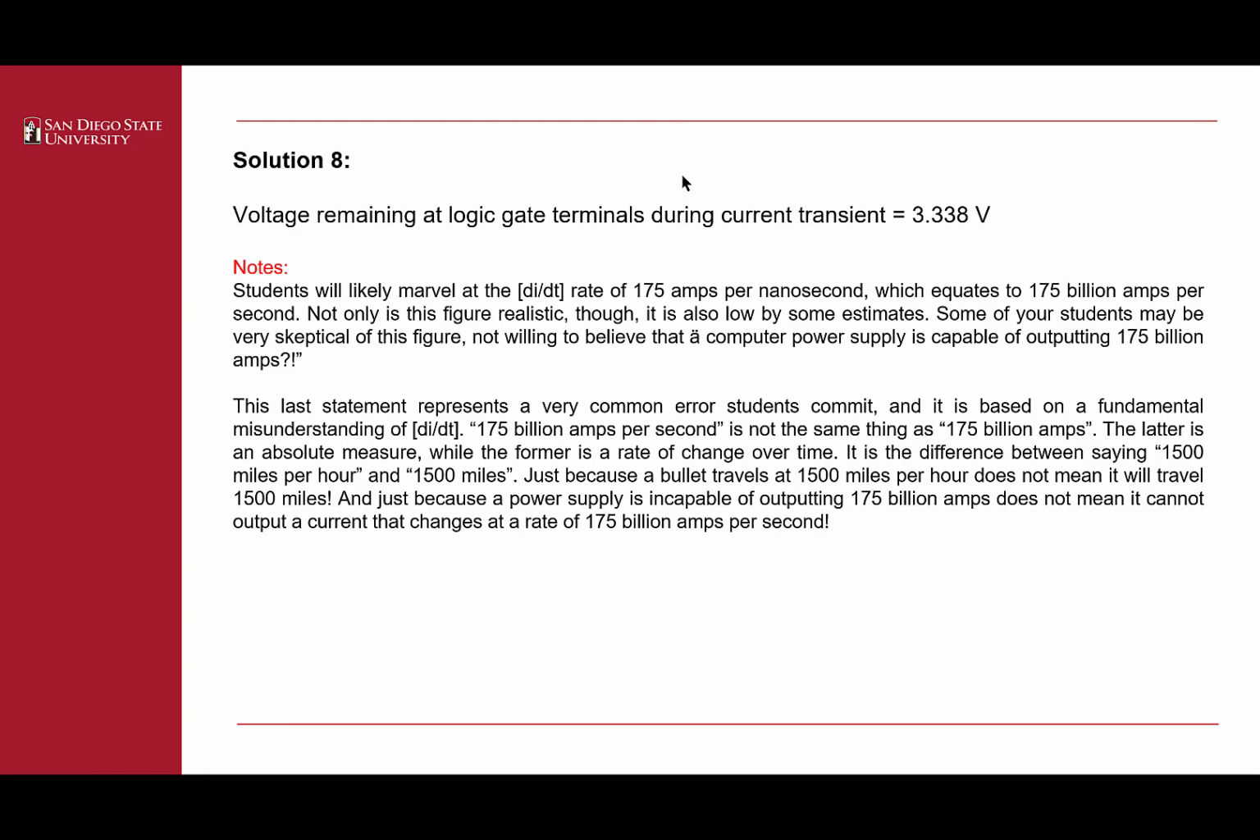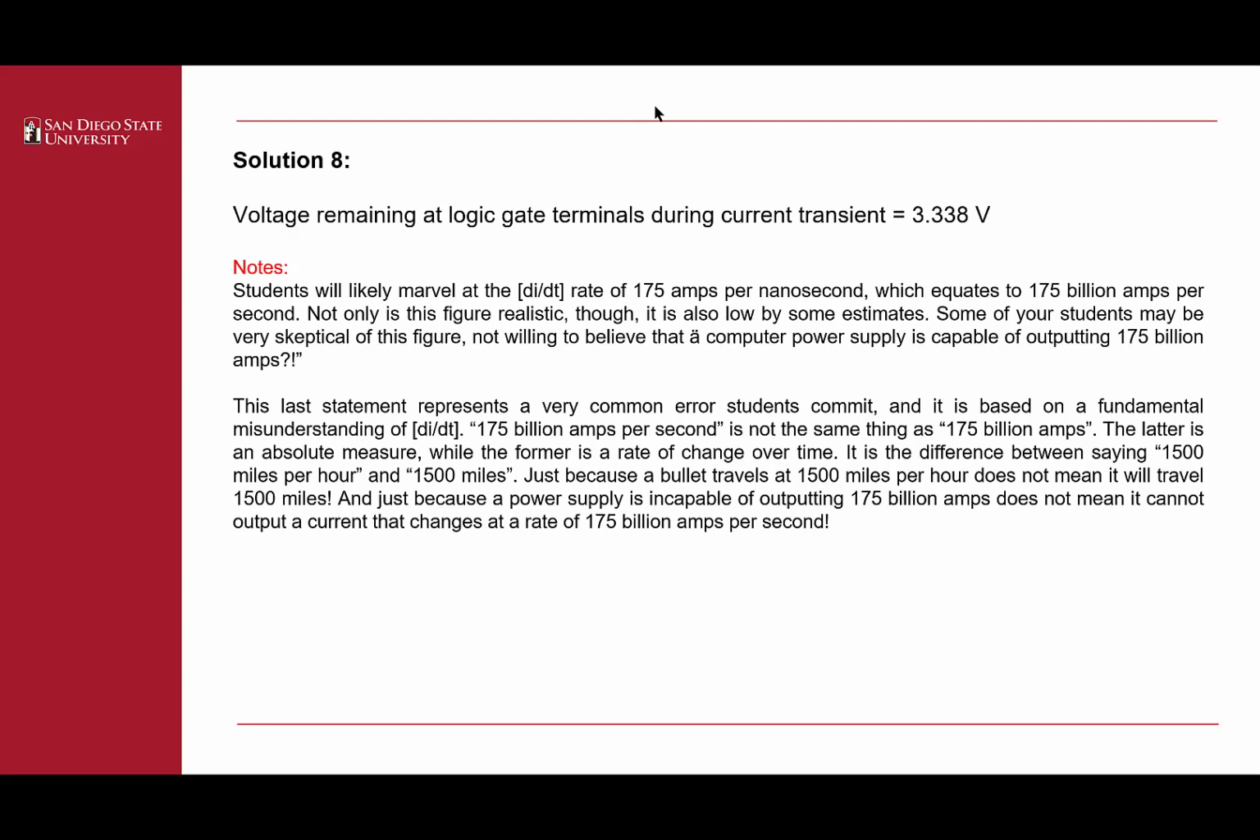Again, it looks like a mystery, but it is definitely not. It's very, very clear and straightforward. In these slides, there is a note for teachers, but I did not remove it because it says something very, very important, and I want to read it out loud for you to get benefit. Many of us will likely marvel at the dI/dt rate of 175 amps per nanosecond, which is a giant number. Really, it's a huge number, which equates to 175 billion amps per second if you multiply it with 10 to the 9.